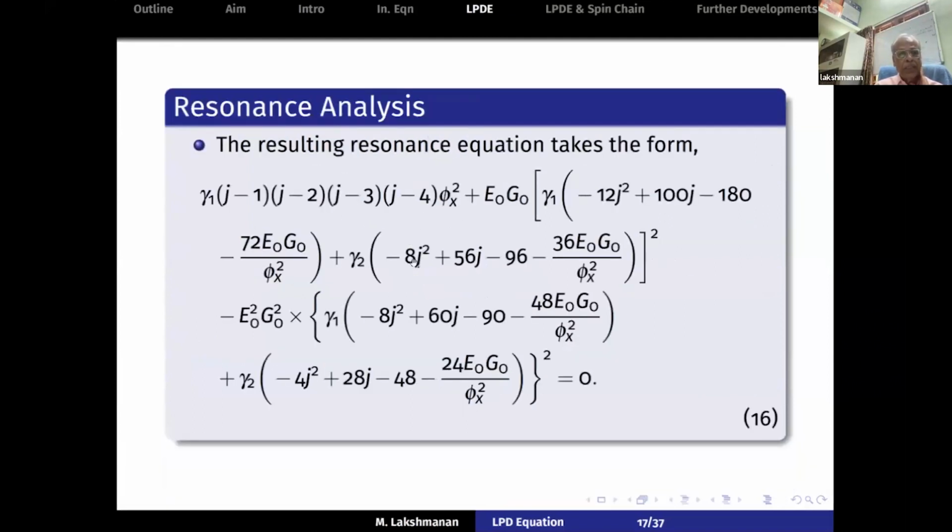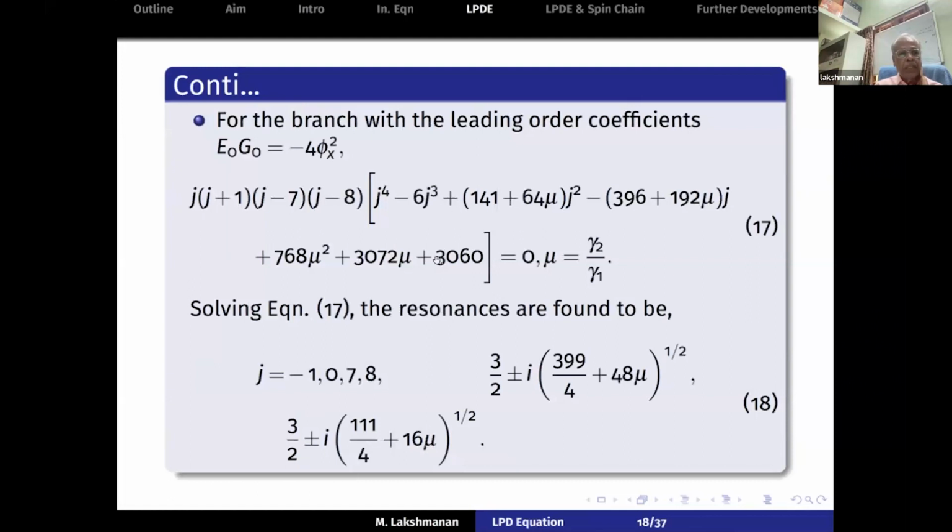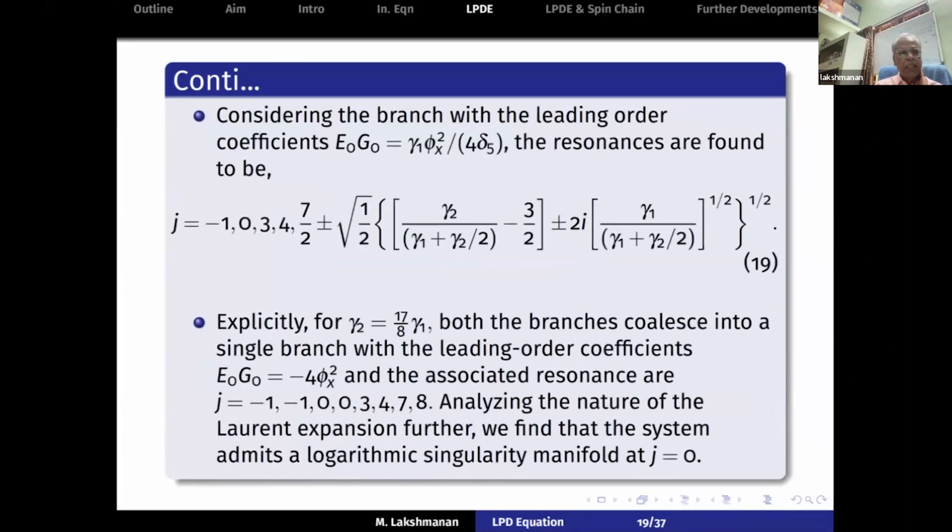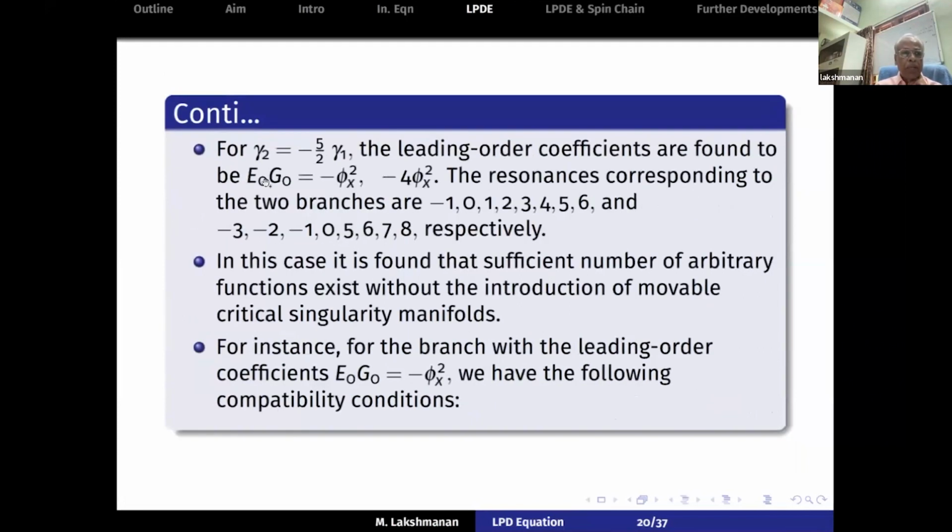So if you look at that, the resonance equation becomes quite complex. And you have to analyze these equations, and they take in general complex forms, which means the introduction of movable critical singular manifolds, and so the system will not admit the integrability property in general. But then you identify a particular value. For a specific value of the parameters, gamma 2 equal to minus 5 by 2 gamma 1, you find the resonances are real: minus 1, 0, 1, 2, 3, 4, 5, 6, etc.